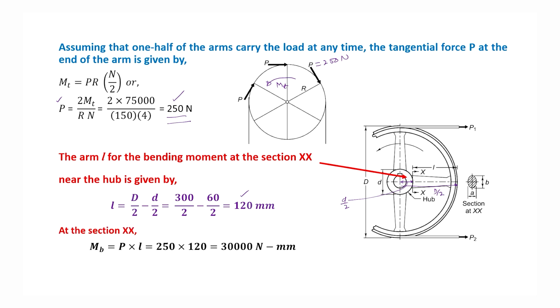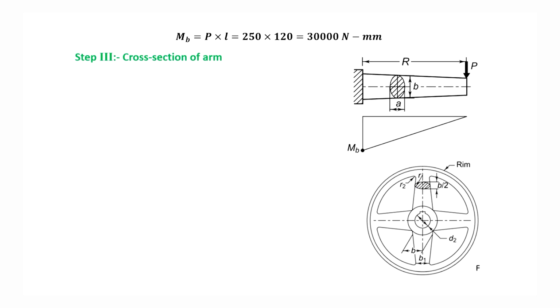So at section XX, the bending moment is this P which is acting on the arm, P multiplied by L. L is 120 and P is 250 Newton. So 250 multiplied by 120, this much bending moment is acting here. So this bending moment will be used to determine the cross section.